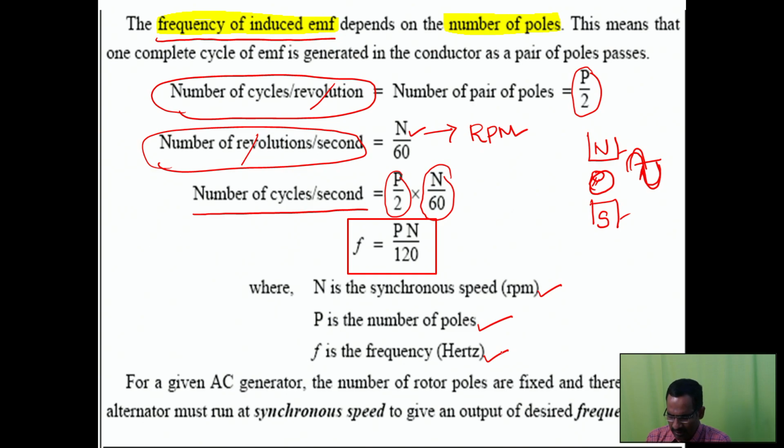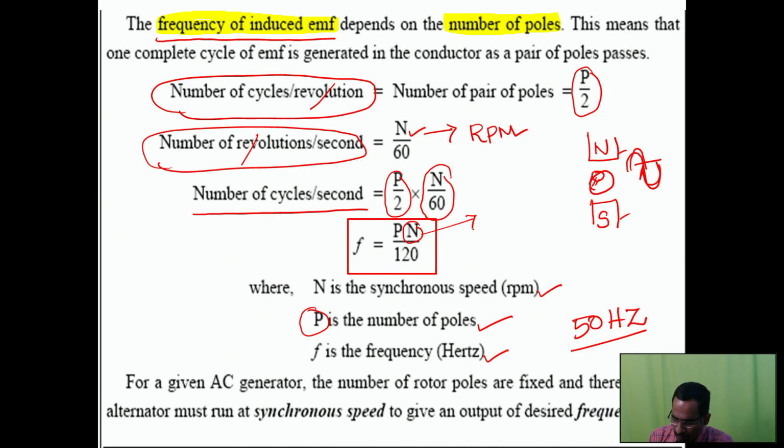So everyone knows that our Indian power system is operating at 50 Hz. Our power system is operating at 50 Hz, so 50 Hz is our standard frequency. To get the 50 Hz, the number of poles is already constant, so I need to keep the speed constant.